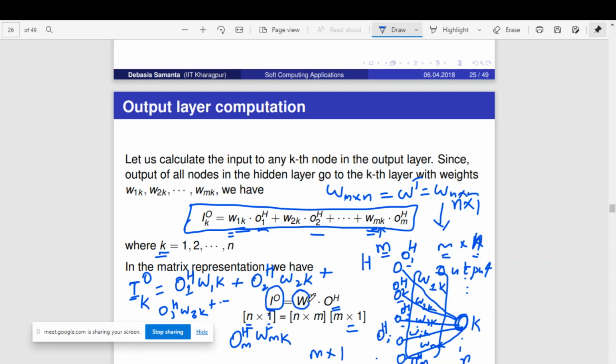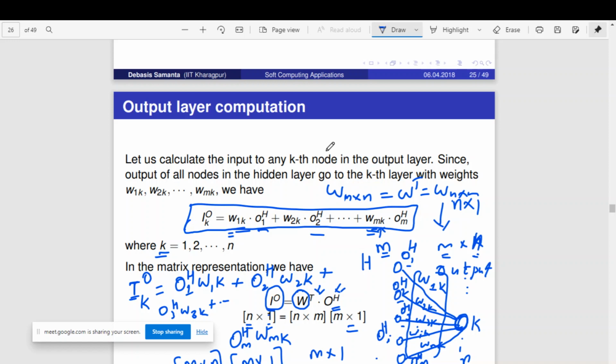Why are we transposing? Because we want to multiply this weight matrix with O. Is this multiplication possible? This is one matrix and this is another matrix. Can we multiply these two matrices? What is the rule for multiplication? When can we multiply two matrices? What is the condition?